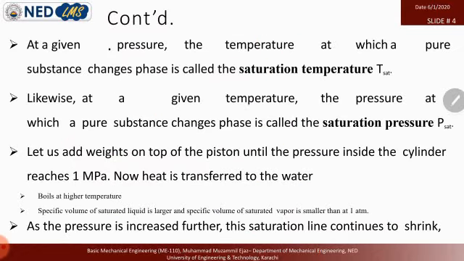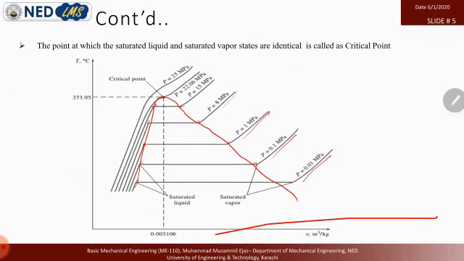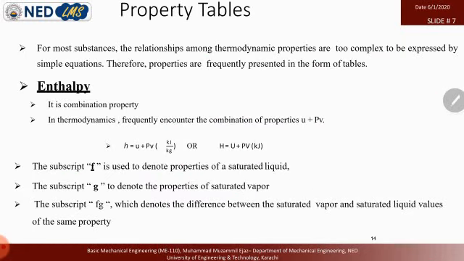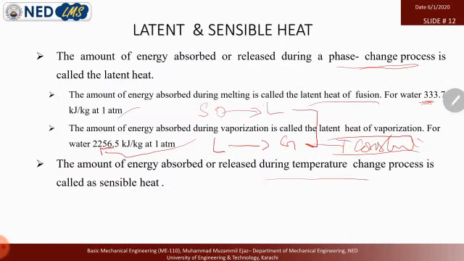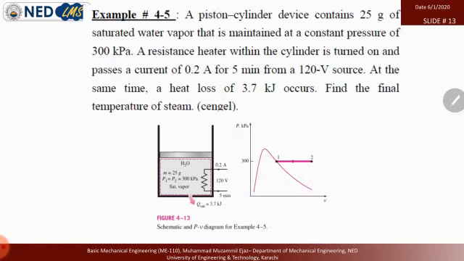And we have two kinds of phase change, solid to liquid and liquid to gas. So we name two kinds: latent heat of vaporization and latent heat of fusion. So I hope you understand. Let's move on.